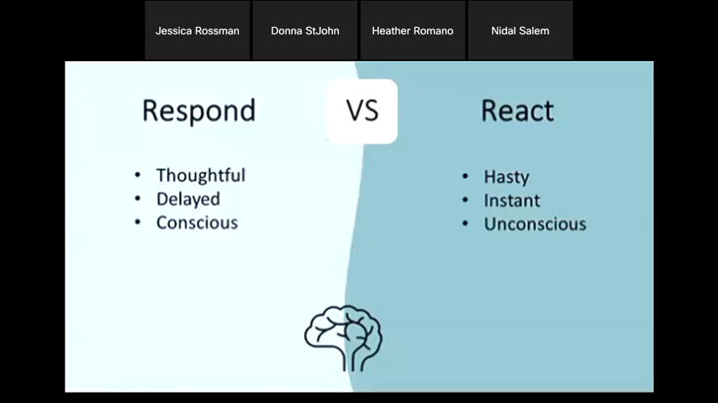In a stressful situation, if we pause to respond rather than react hastily, this can allow us to focus on problem solving and then to practice stress coping strategies that we're going to talk about.